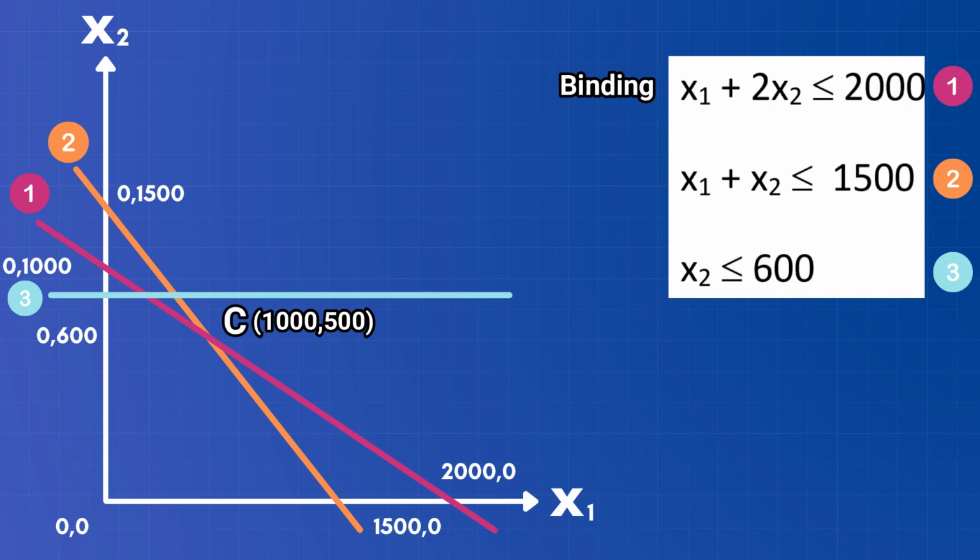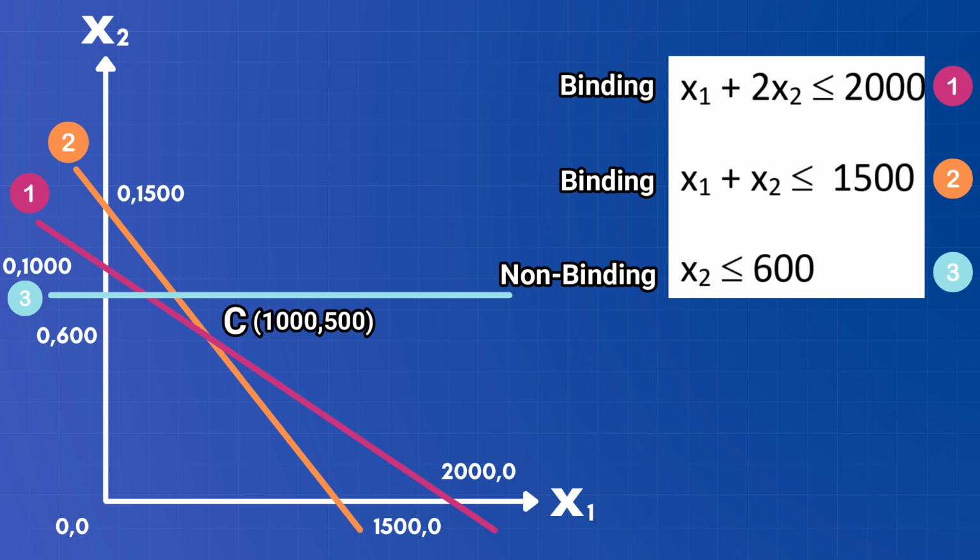Similarly, putting x1 is equal to 1000 and x2 is equal to 500 in the second constraint equation, that is x1 plus x2 less than or equal to 1500, we again find that left hand side is equivalent to right hand side and hence it is also a binding constraint. But putting the same in the third equation, that is x2 is less than or equal to 600, we find that LHS is not equal to RHS. That means this is a non-binding constraint.